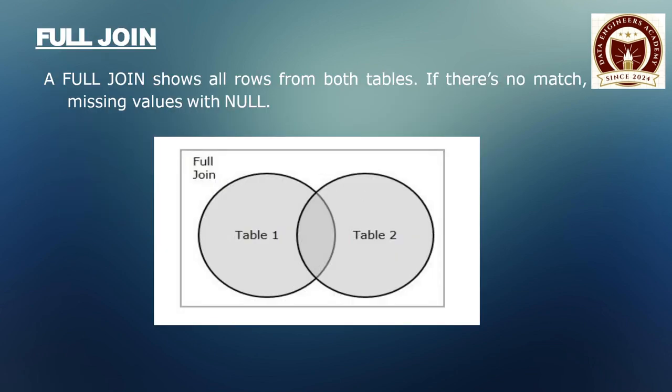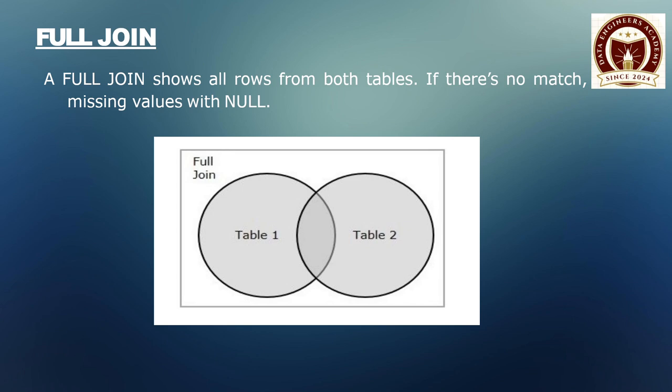Second one is full join. A full join shows all rows from both tables. If there is no match, missing values are filled with null. It returns all records from both tables involved in the join, with matching records from both sides when available. If there is no match, the result set will include null values for the columns of the table that does not have a matching record.